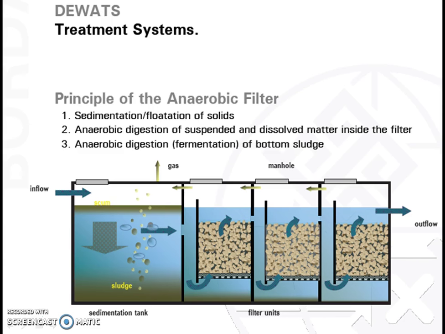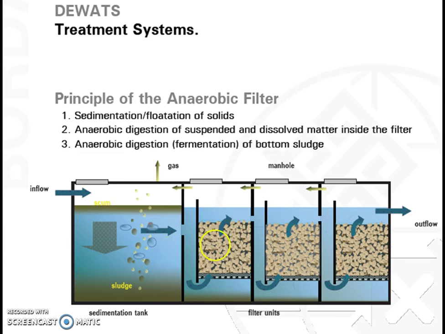So this is the actual principle of anaerobic filters. This is nothing but a sedimentation process in which the first chamber is provided for removal of suspended solids, because during filtration these suspended solids will hamper the treatment process. After this first chamber, that means after sedimentation, sludge or suspended solids settle at the bottom, then clear water passes from the first chamber to the second chamber.